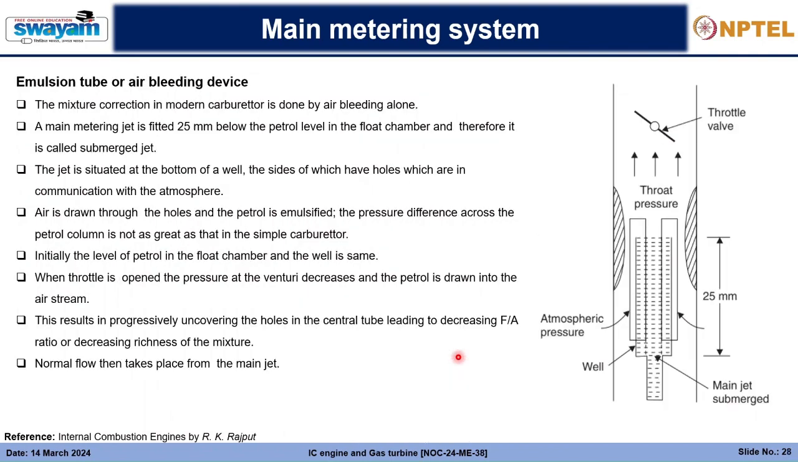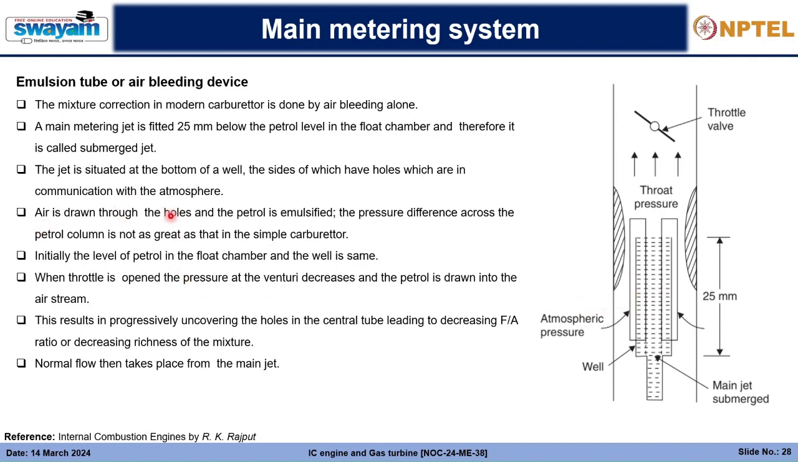Next is the emulsion tube or air bleeding device. Mixture correction in the modern carburetor is done by air bleeding alone. A main metering jet is fitted about 25 mm below the petrol level in the float chamber, and therefore it is called the submerged jet. The jet is situated at the bottom of a well, and the sides of the well have holes which are in communication with the atmosphere, so it is at atmospheric pressure.